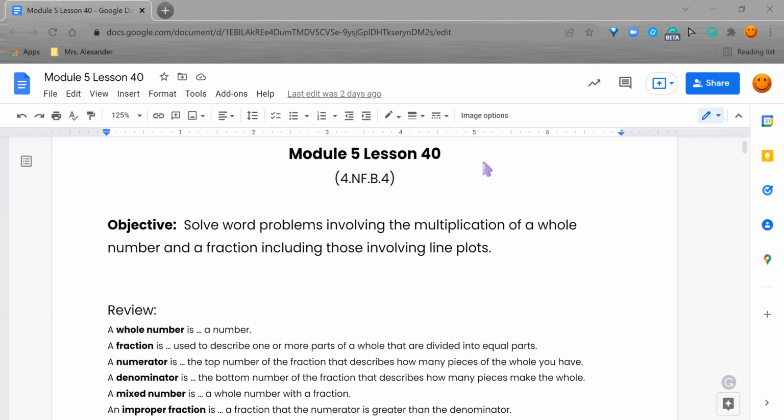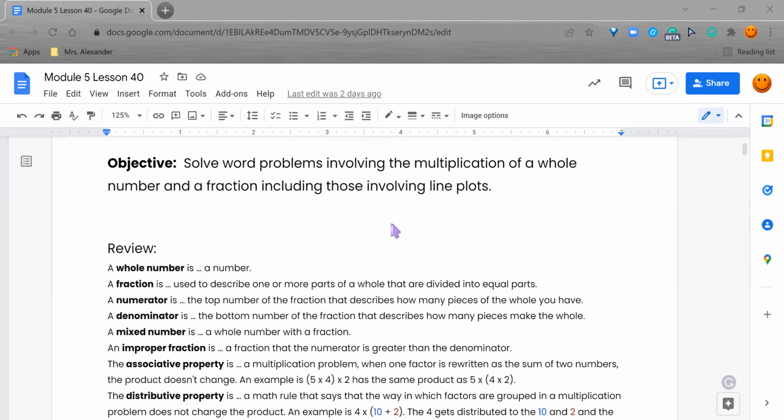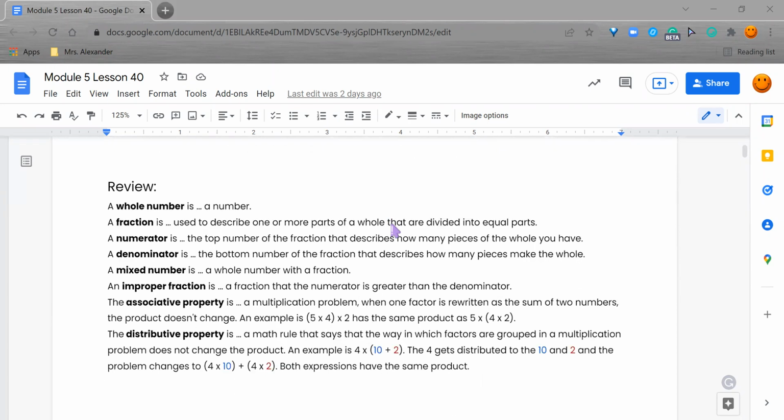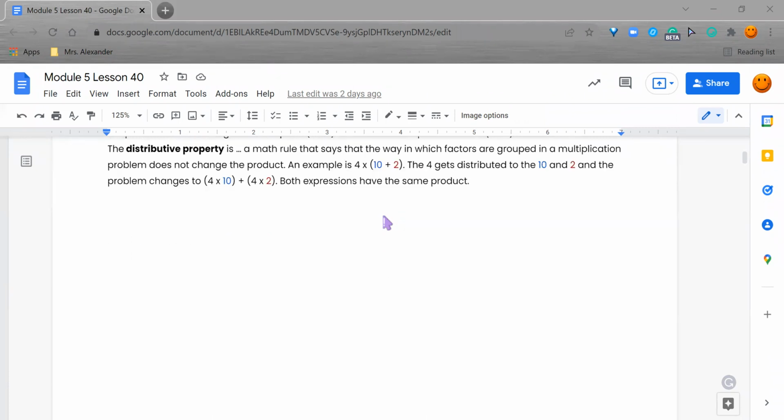Our objective today is to solve word problems involving the multiplication of a whole number and a fraction, including those involving line plots. So let's go look. Here's our vocabulary words to review, just in case we need them for our assignment today. If you need to, go ahead and pause the video and come right back once you're done. Welcome back, you guys. Hopefully you know your vocabulary words.